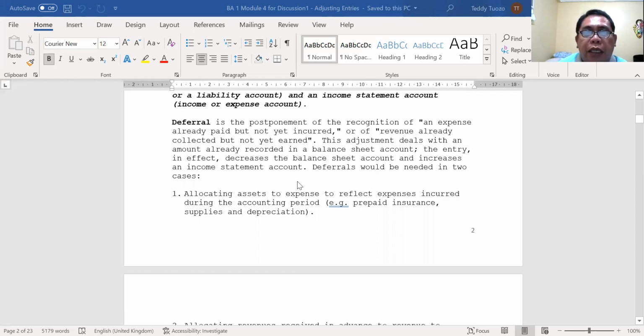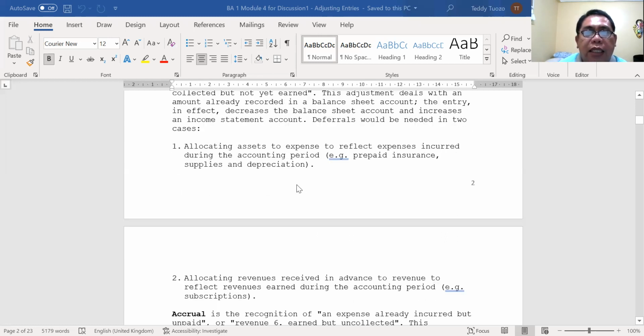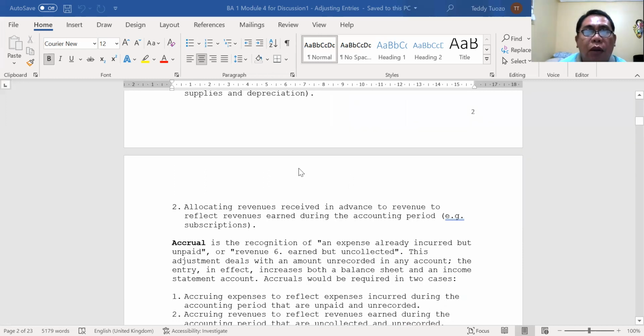So deferrals would be needed in two cases: allocating assets to expense to reflect expenses incurred during the accounting period. So an example is prepaid insurance, supplies, and depreciation. And allocating revenues received in advance to reflect revenues earned during the accounting period.